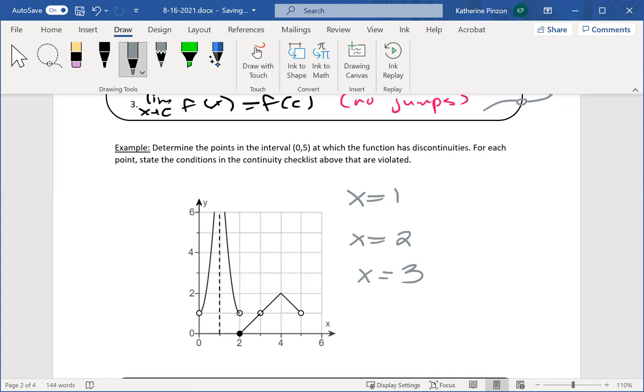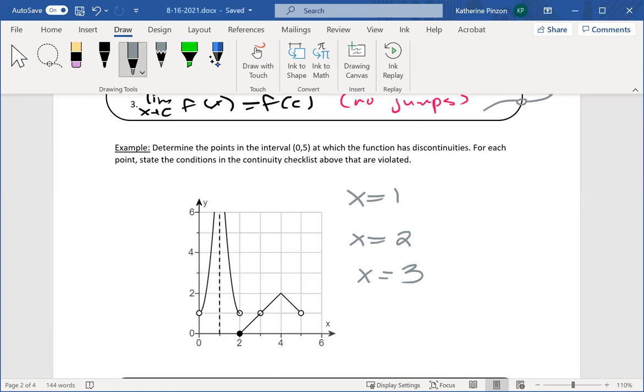4 is fine. I'm just traveling through 4. Everything's happy. There's no holes. There's no breaks. Yeah. So we don't care about 5 because we're only going from 0 to 5, right? So we're starting a little bit past 0, ending a little bit before 5. So 1, 2, and 3.